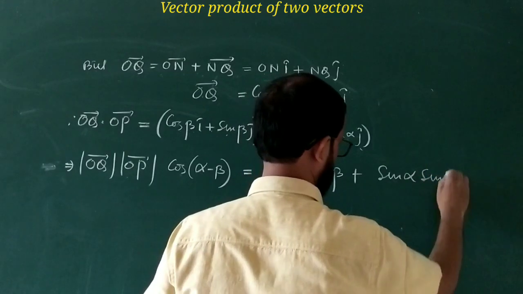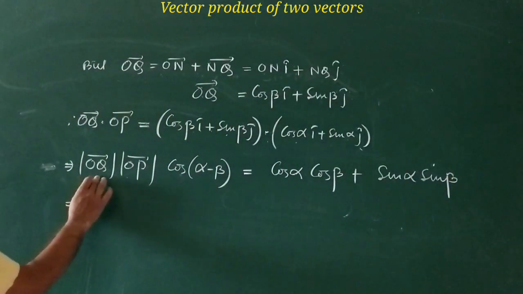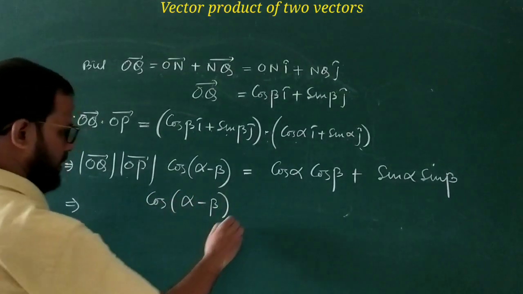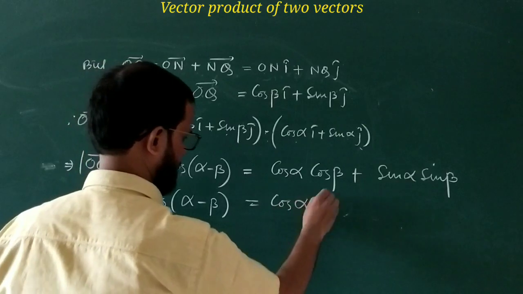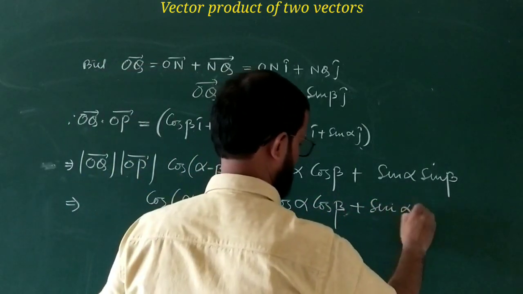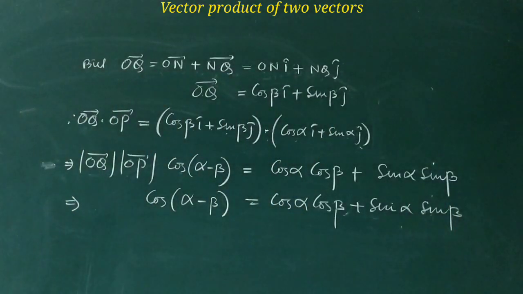Sin beta. Okay, so the left-hand side is what? This is 1, this is 1. Ultimately, cos(alpha minus beta) is equal to what? Cos alpha into cos beta plus sin alpha into what? Sin beta. So this is where you can prove it.